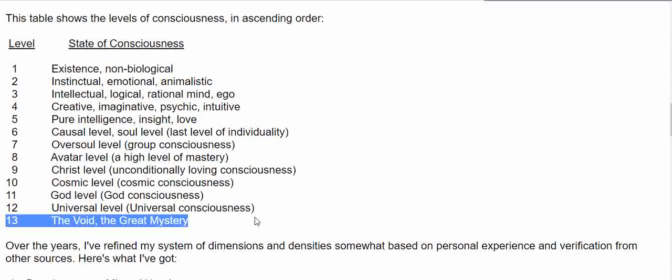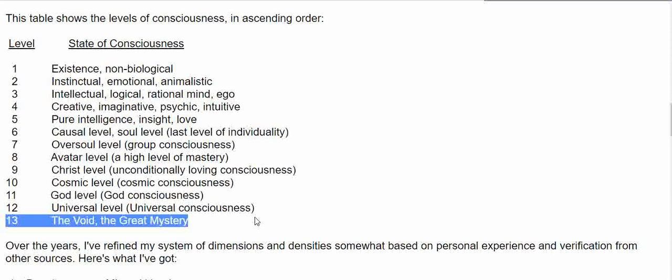Yeah, the number 13 is very mysterious and I suffer like hell here. The void, the great mystery. 12, universal level, universal consciousness. 11, God level, God consciousness. 10, cosmic level, cosmic consciousness. 9, Christ level, unconditional love and consciousness.